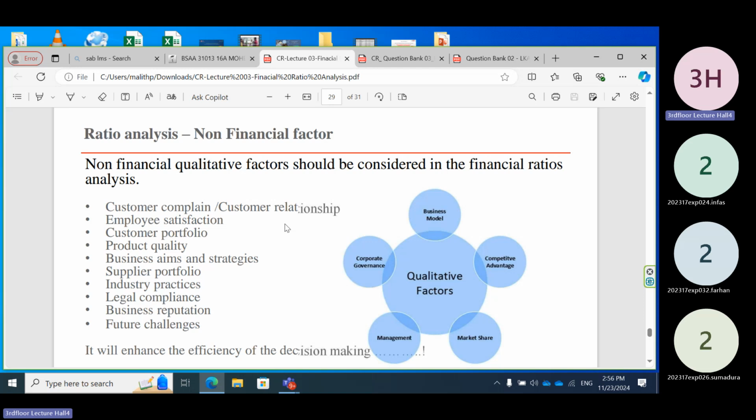Otherwise there's no kind of a sustainability. So then, if you are earning some profitability, satisfied employees are kind of a sustainable goal.